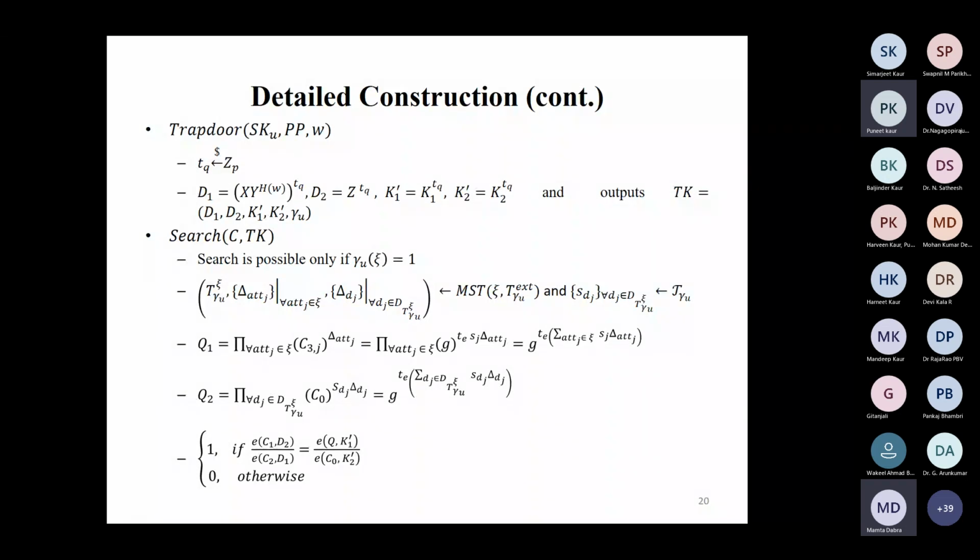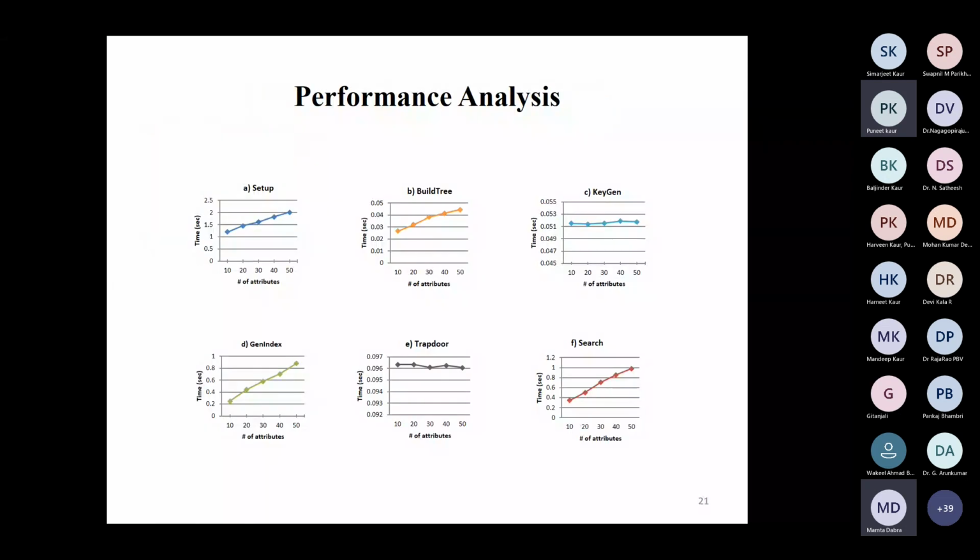So this is the basic idea, and these are some of the results from that paper only, that we have been able to obtain. The computation cost of generating the key is constant, meaning if you vary the number of attributes, it's not varying. And similarly, the computational cost for the trapdoor is also constant.